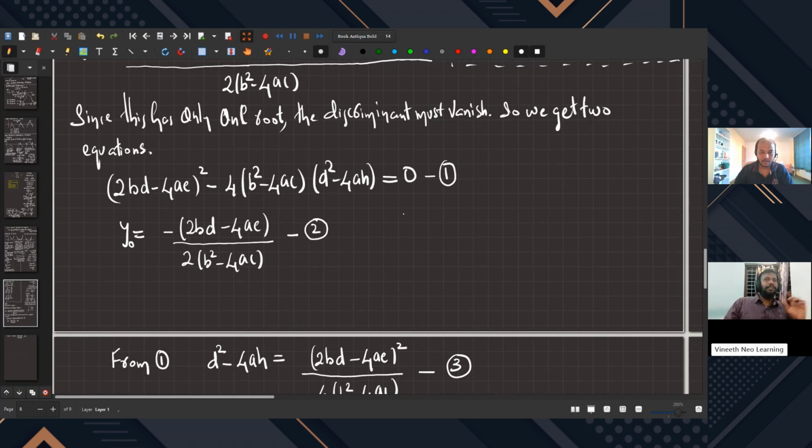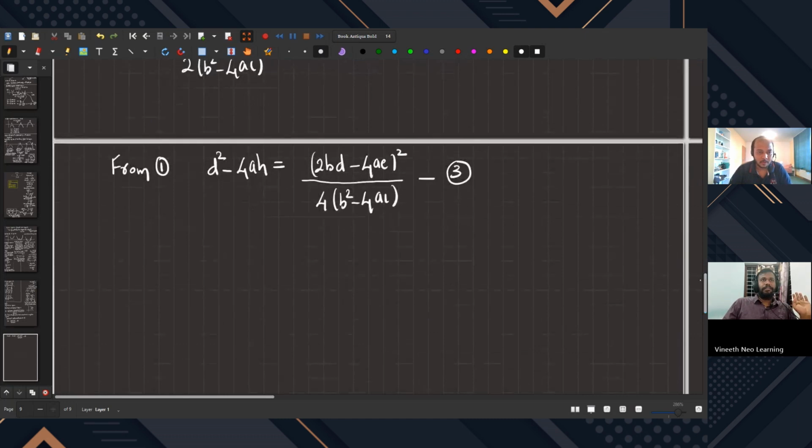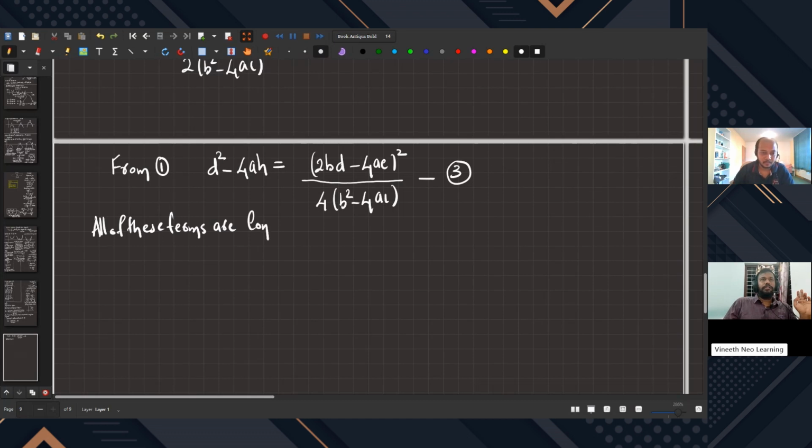That relation is like an identity here, because there are no variables. We can use that relation anywhere. All of these terms are constants.